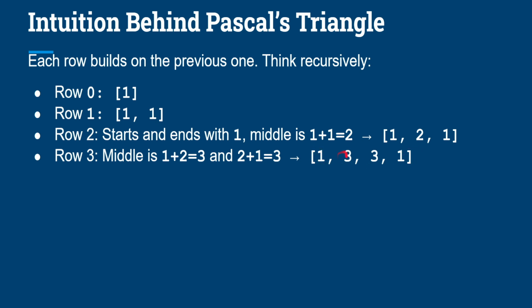Only the middle will get added, means this 1 plus 2 and 2 plus 1 will get what? 131, 1331, right?